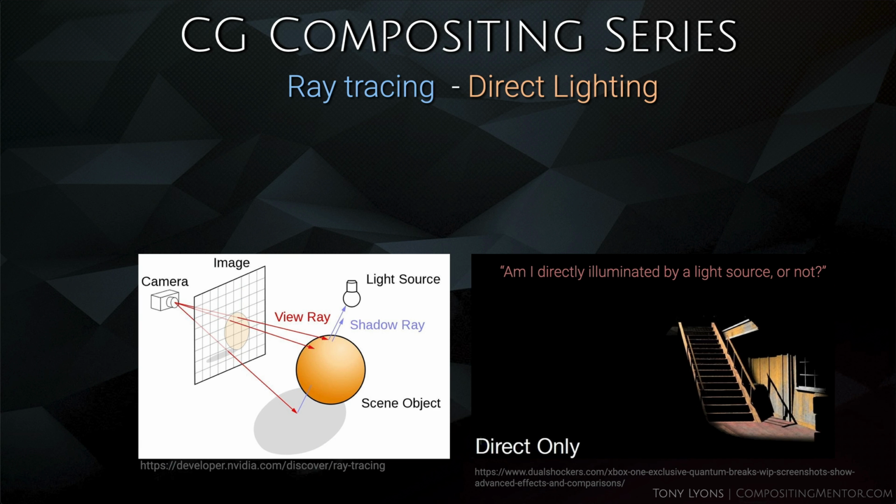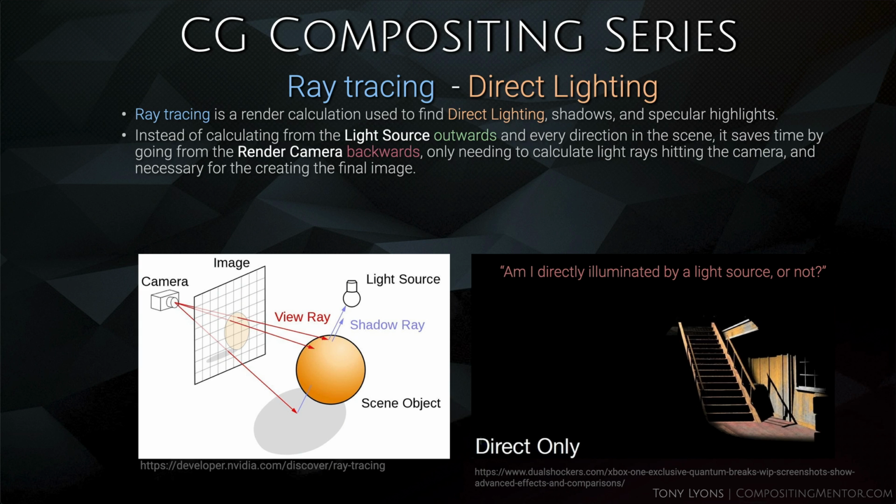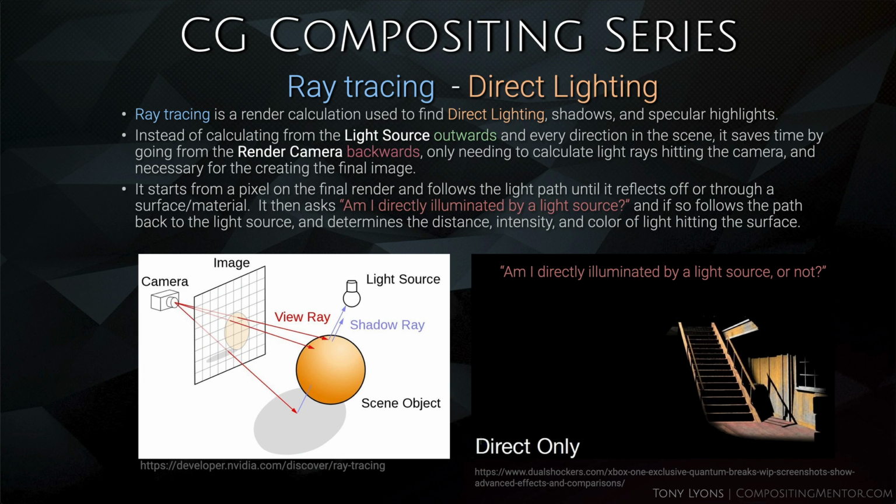To calculate the direct lighting pass, the computer uses a technique called raytracing. Raytracing is a render calculation used to find direct lighting, shadows, and specular highlights. Instead of calculating from the light source outwards in every direction in the scene, it saves time by going from the render camera backwards, only needing to calculate the light rays hitting the camera and necessary for creating the final rendered image. It starts from a pixel on the final render and follows the light path back until it reflects off or through a surface or material. It then asks, am I directly illuminated by a light source?